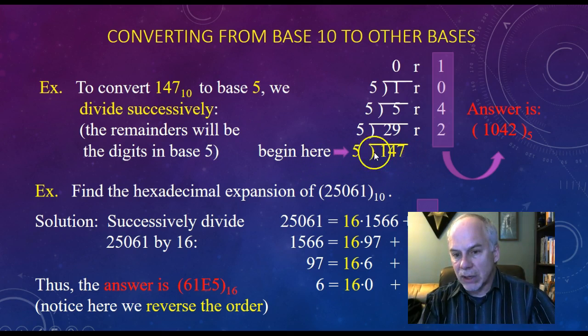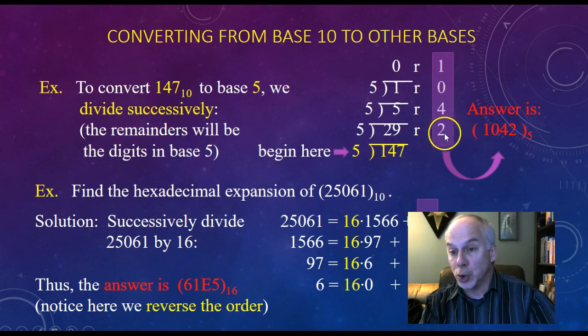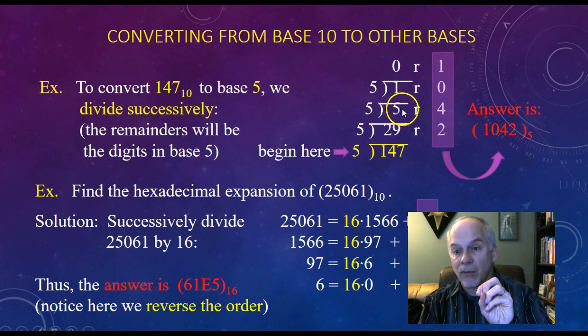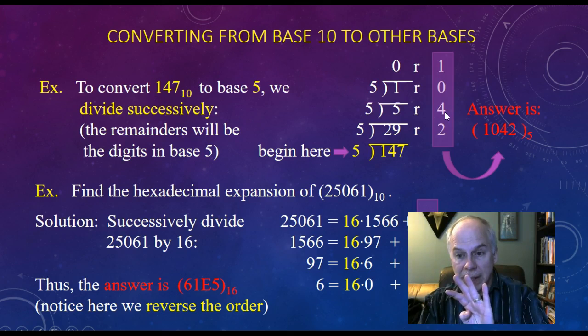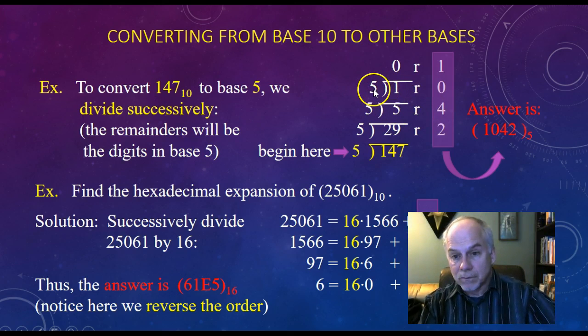So we're going to begin here at dividing 5 into 147, okay? Now 5 goes into 147 29 times with a remainder of 2. So first we divide 5 into 147 and we get 29 with a remainder of 2. So just write that. Then we divide again by 5. So you divide 29 by 5 again. Well, 5 goes into 29 5 times with a remainder of 4. All right, so you go on and then 5 goes into 5 one time with a remainder of 0.